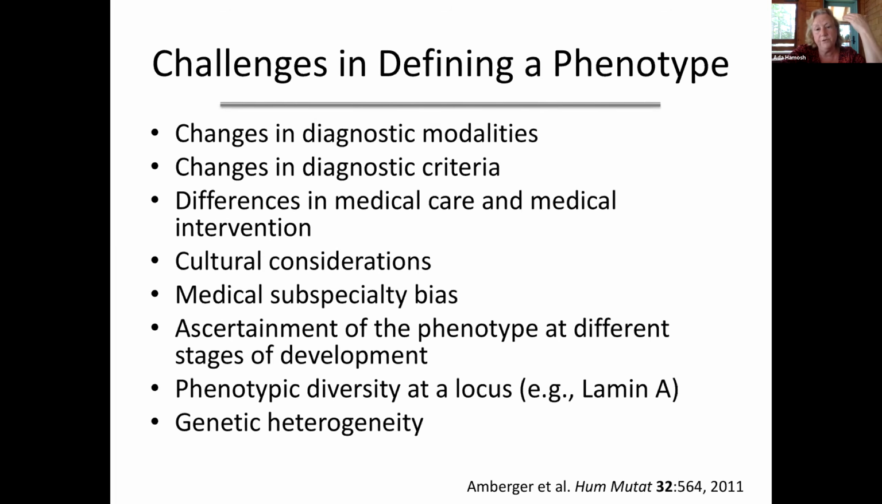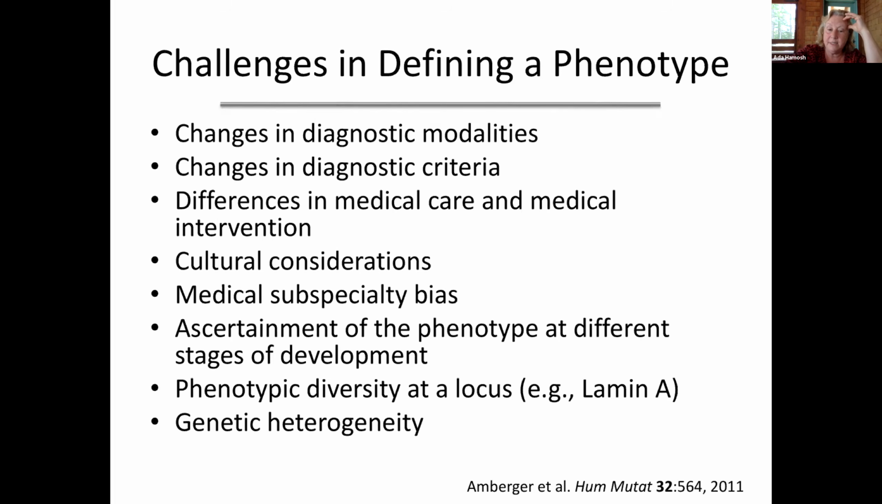So there's cohort effects over years or decades, cultural considerations. The biggest one, I think, is medical subspecialty bias. So if you are an ophthalmologist, you know everything there is to know about the eye, but you may not notice that your patient is missing a leg because that's not what they came to you for. And so there are many conditions described by different specialists that turn out to be the same thing, but it isn't clear from the original paper. So it can be really, really challenging.